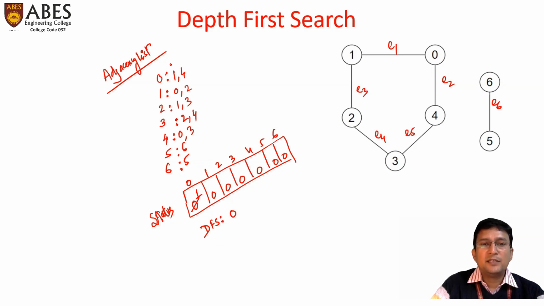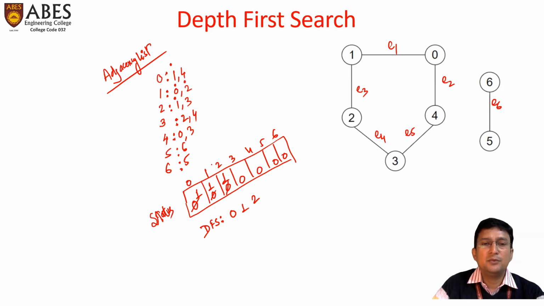So from 0, the first connection is 1. 1 has not got visited earlier. So I'm going to mark this 1 as visited, and we'll add 1 in the DFS sequence. We'll now go in the depth of 1. So from 1, the connection is 0, which is already visited. We'll go for 2, and 2 is not visited. So we'll mark this as visited. We'll now go in the depth of 2.